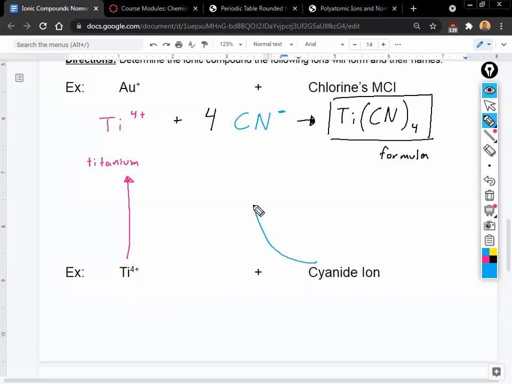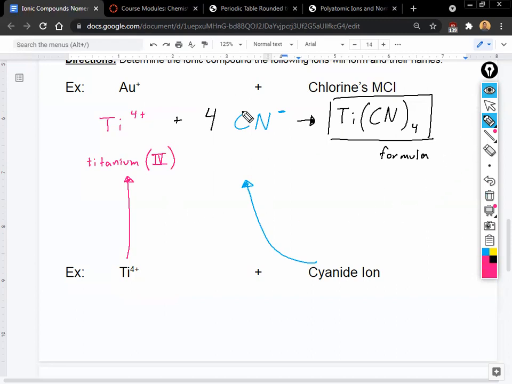All right, now we just need to name it and then we will be all done. The cation, the positive one, we said is titanium, so we just write titanium. But since titanium is in the middle of the periodic table, we need to put the charge in parentheses. So we just put a 4 in the middle. And we have to do it in Roman numerals, so IV.